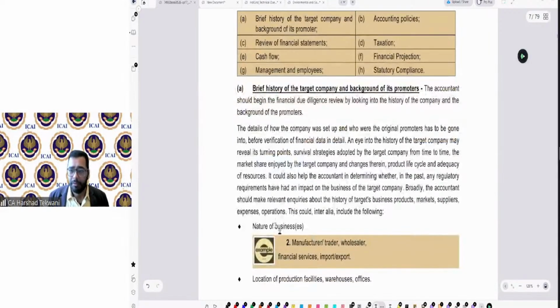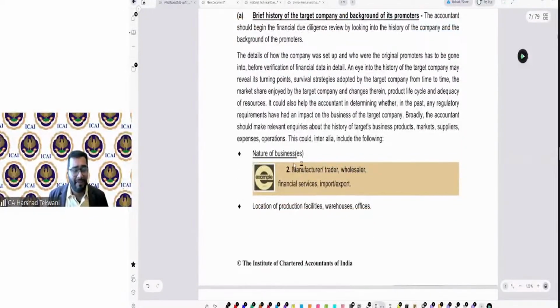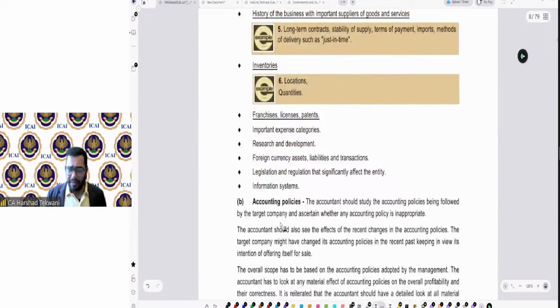Then the next thing is the nature of business that will be verified in the history, location of the production facility or warehouses, employment, production or service market, history of the business with important suppliers and goods and suppliers, inventories, franchisee, license, patents. A lot of things are there.